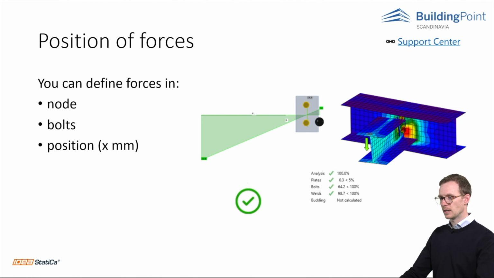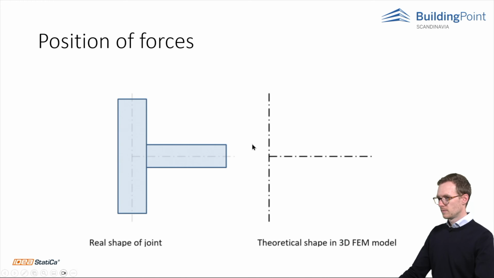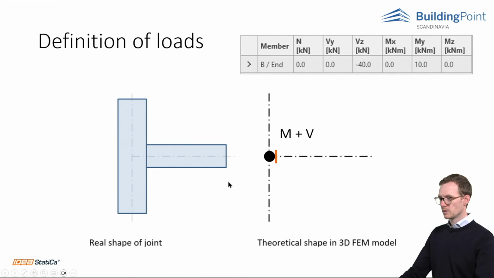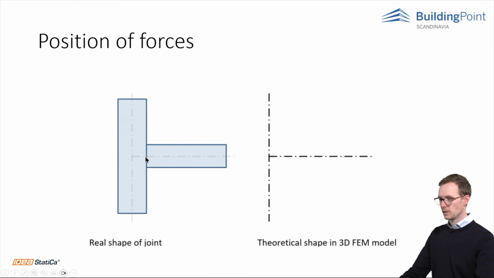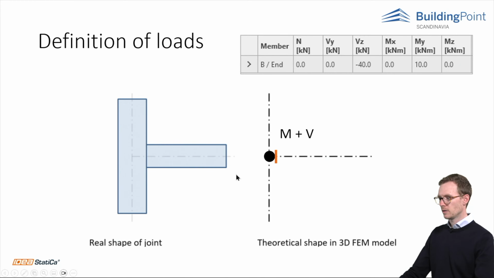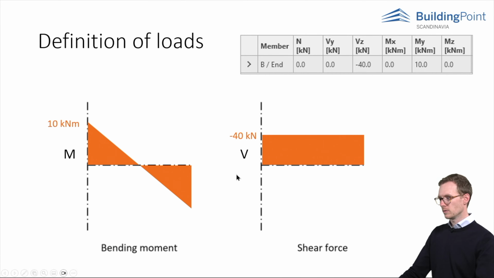You also have the possibility to change the position of forces. So you can choose between node, bolts, position, and finally member faces. So let's go into this. Basically, the real shape of the joint looks like this, but the theoretical shape looks like this. We can see that there is a difference in the distance between the real shape and the theoretical shape from the connection itself. If you have a rigid connection, you simply don't have to worry too much about this.